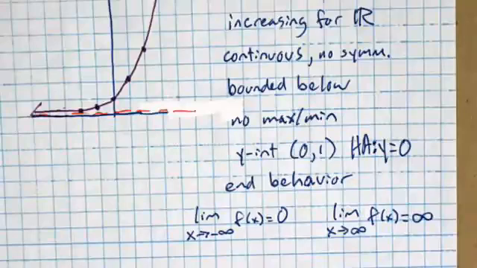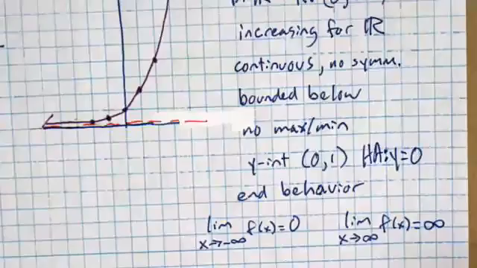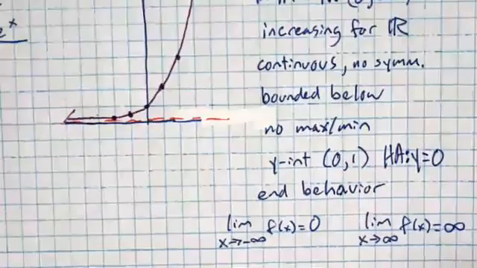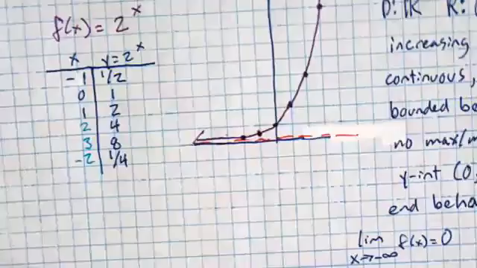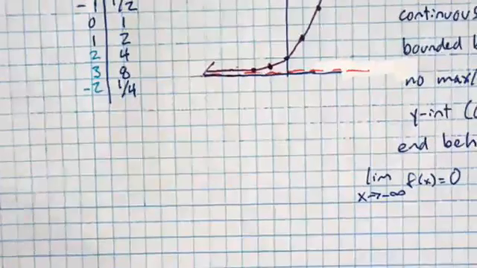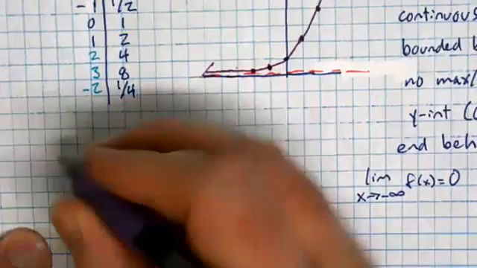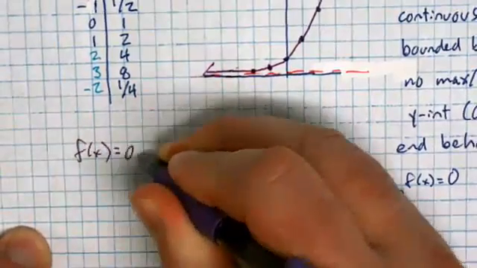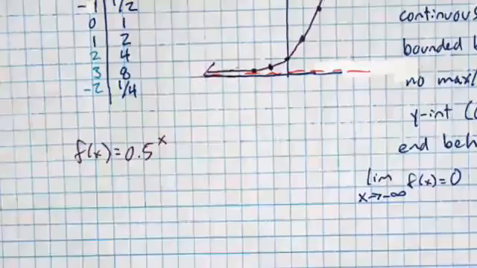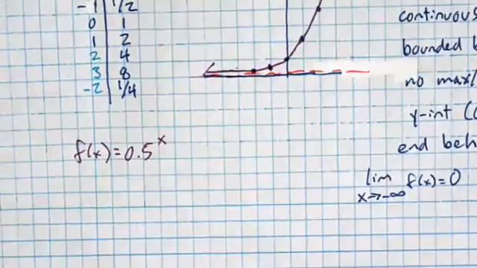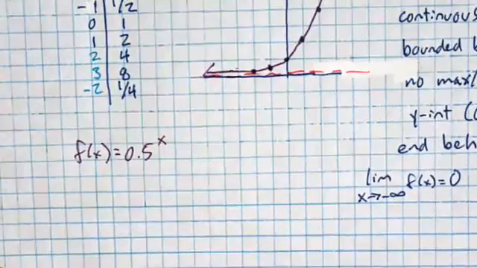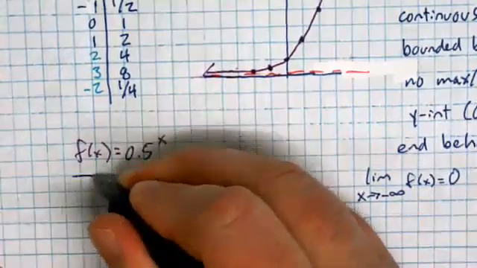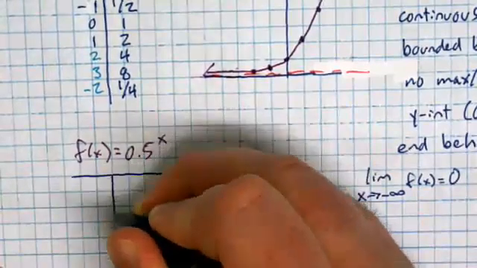All right. I want to make a small change to this and discuss what would change in terms of our analysis. So let's look at another function. What if I changed, instead of 2 to the x, what if I changed it to 0.5 to the x? What's going to change here in our table? What's going to change in our analysis?